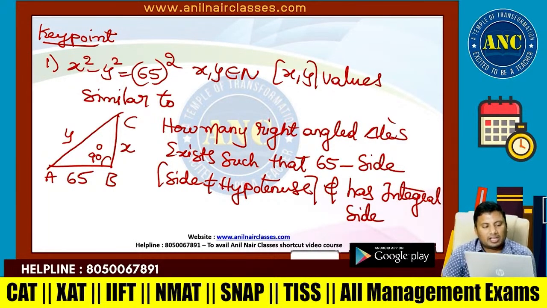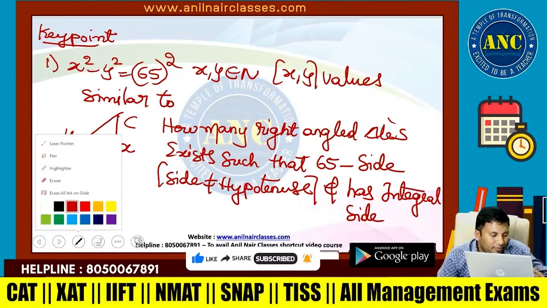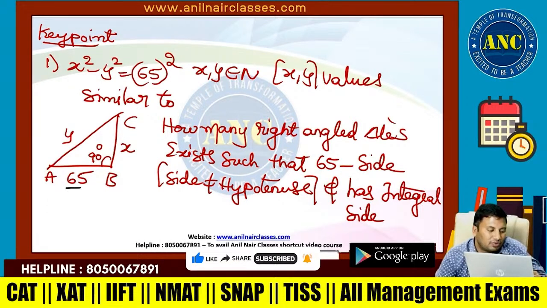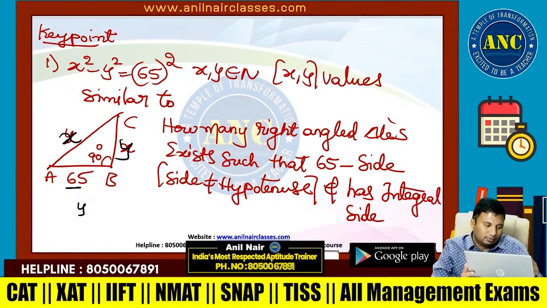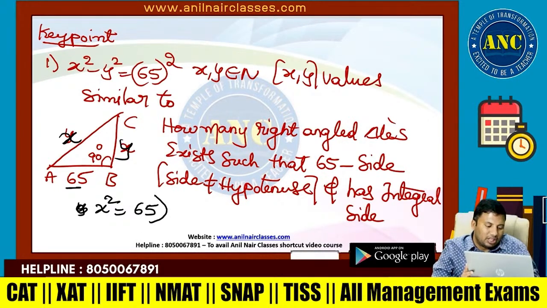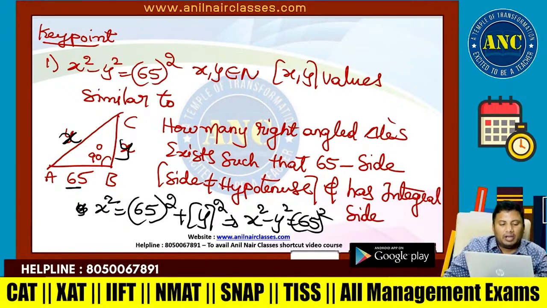x square minus y square equivalent to 65 square, where x and y are natural numbers. If I take 65 as one of the sides, according to Pythagoras theorem, let me call the other sides x and y to get the same equation. x square is nothing but 65 whole square plus y whole square, which is x square minus y square equivalent to 65 whole square. Both the questions are quite similar to each other.